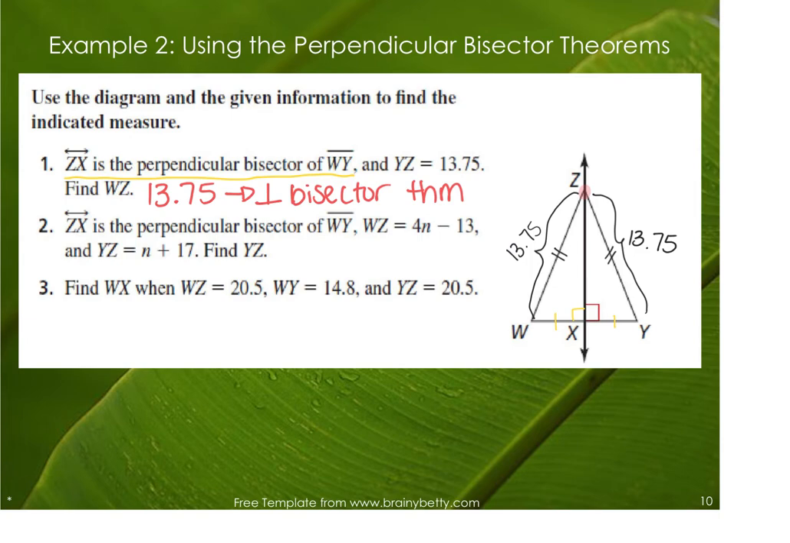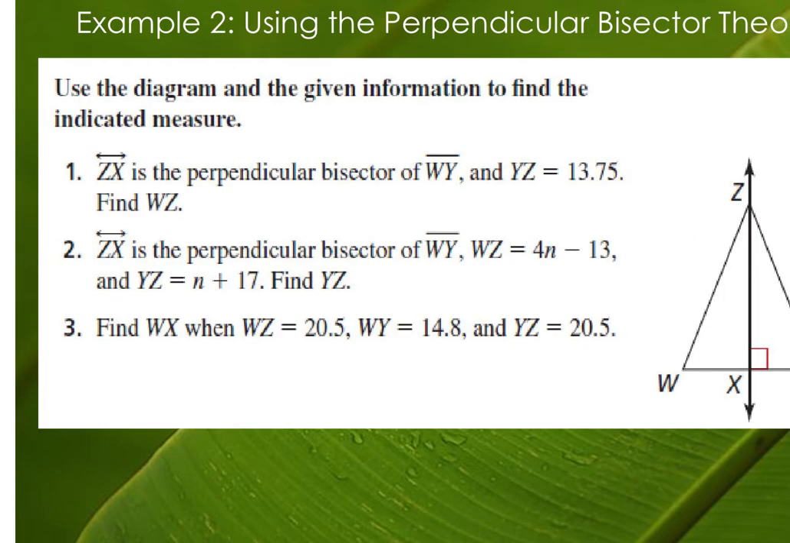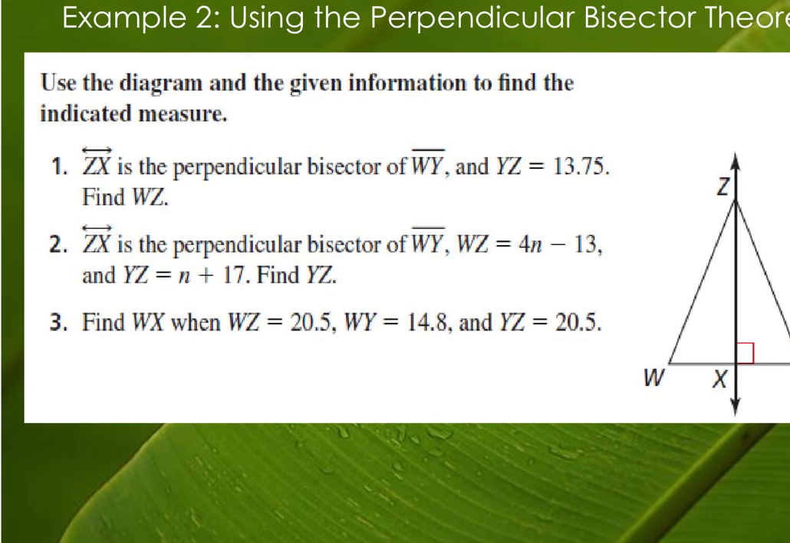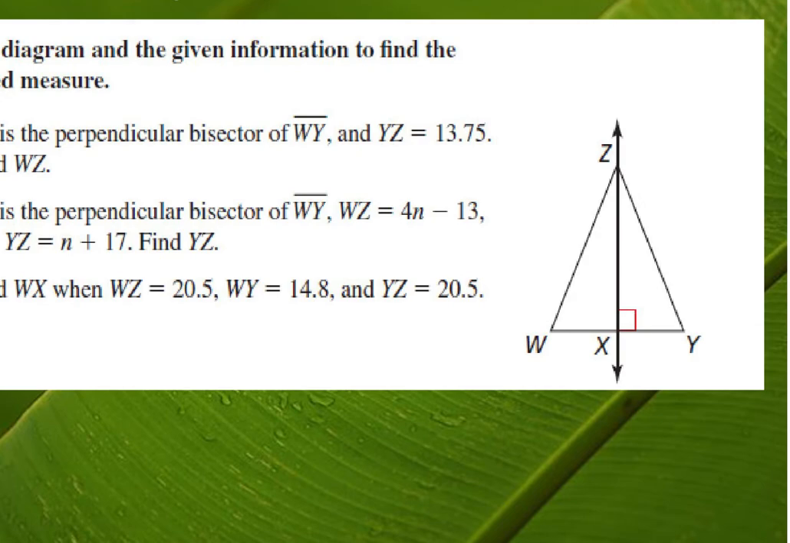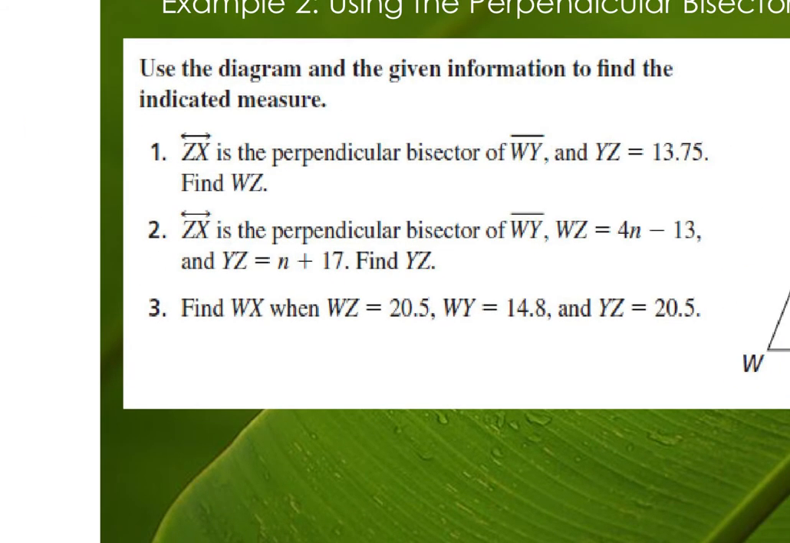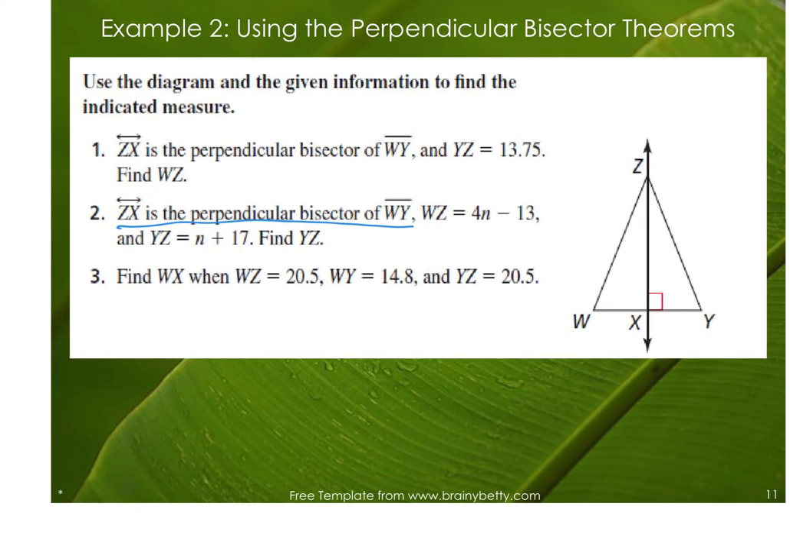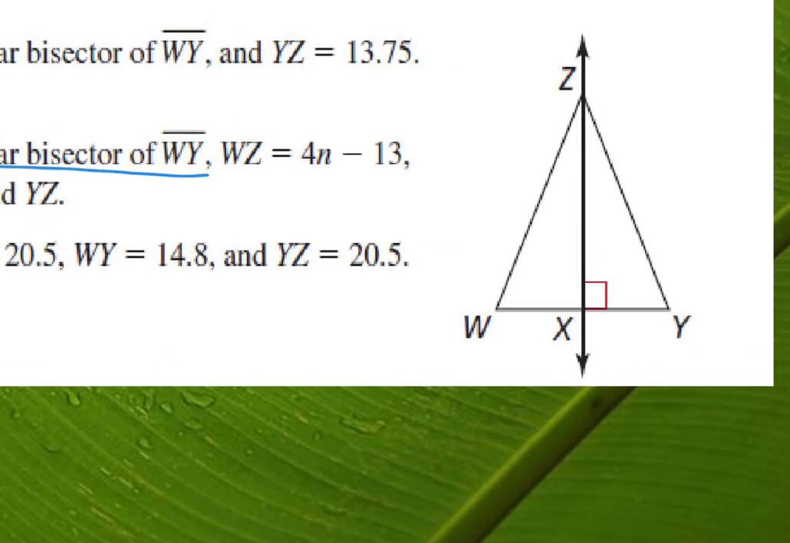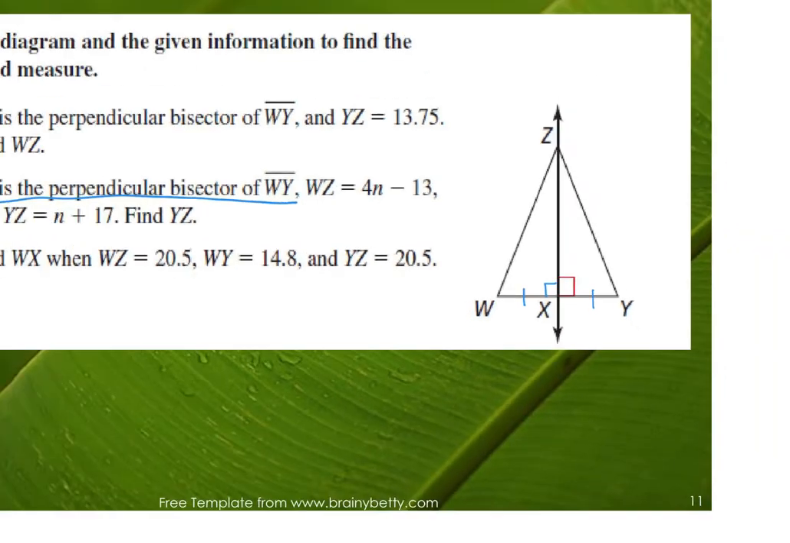Maybe it is the perpendicular bisector of WY. Let's use that information, so underline it in a different color. What do I need to put congruence marks on? The W and the Y. WX and XY are going to be congruent. Also, add that 90-degree mark to the other side.